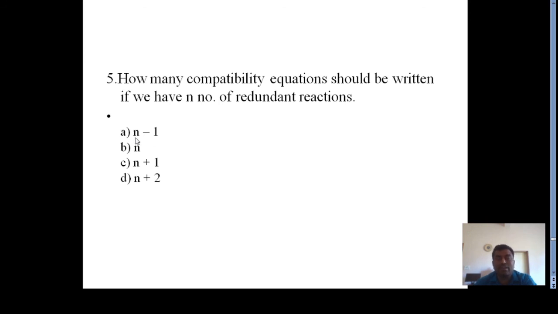That is, if your unknown is 3, then 3 minus 1 is 2. Here your unknown is 3, that is 3. If your unknown is 3, 3 plus 1, 4. If your unknown is 3, 3 plus 2 is 5. We already discussed in this session that the number of redundants is equal to the number of unknown equations. Therefore your answer is equal to the number of redundant reactions. Therefore your answer is B.